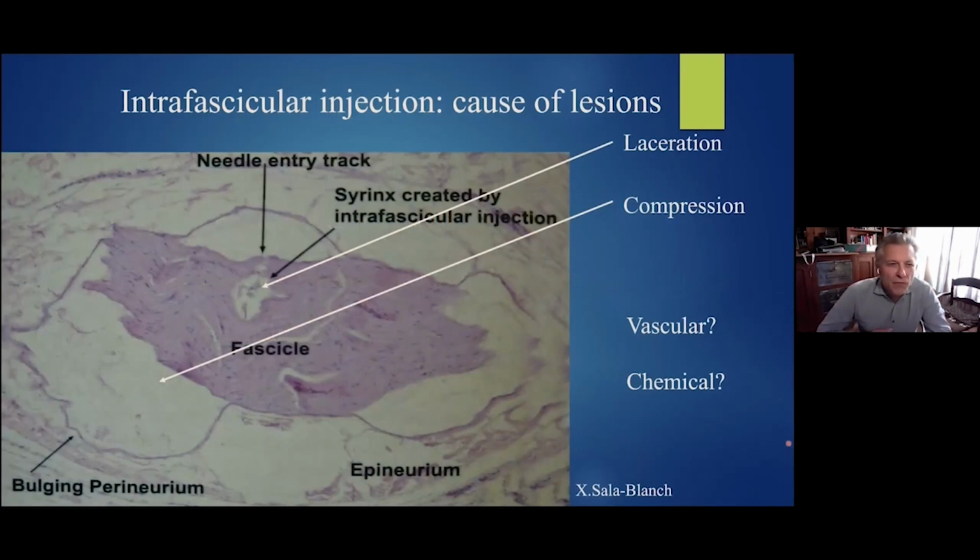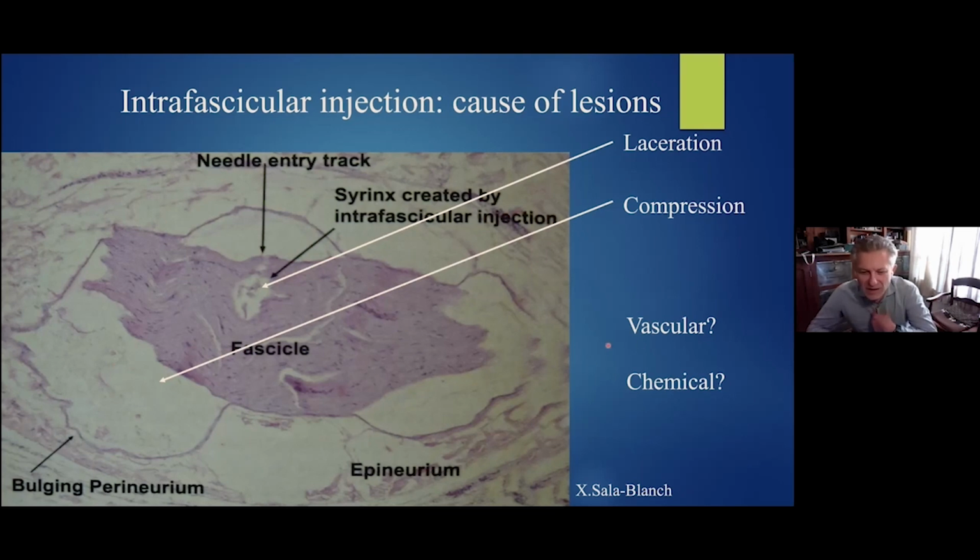What happens if we have an intrafascicular injection? I have to thank Xavier Salablanche for this beautiful histologic picture. You see a fascicle with a needle entry track and the laceration from the insertion of the needle into the fascicle. There is a syringe created by the intrafascicular injection, but a lot of the fluid is going out of the fascicle in between the different axons and the perineurium, causing compression of the fascicle. And that's what we can see.